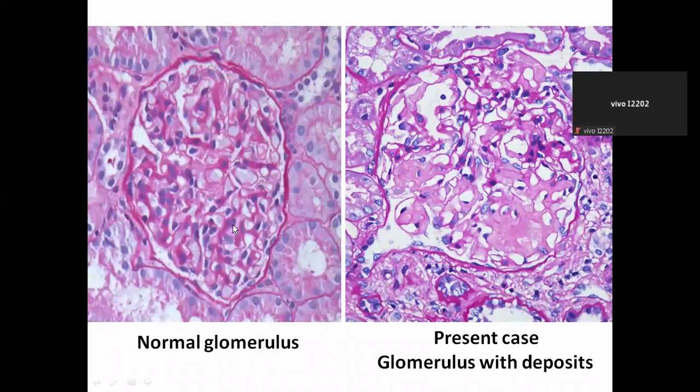This is just a normal glomerulus for comparison. So what do you think this glomerulus has? Anyone can answer? What do you think the right side image glomerulus is showing? This is a PAS stain. So this is a normal glomerulus on the left side where you can see these capillary loops. There is some mesangium. And on the right side, what you can see here is, anyone?